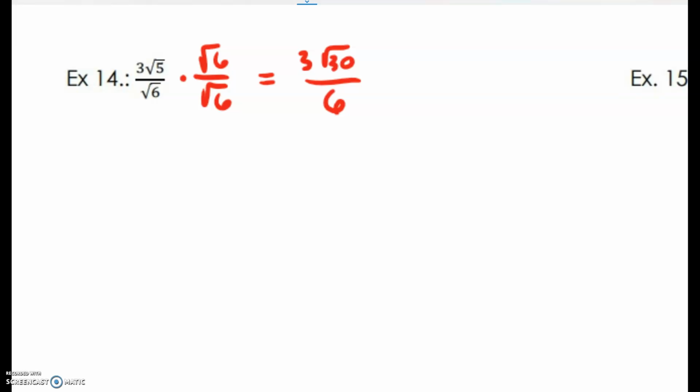And then one thing we need to do is see if we can reduce the things that are outside of the radical. Sometimes they reduce, and then sometimes the square root in the top might simplify, so you need to check that. 30 doesn't simplify because it's just 5 times 2 times 3, and that's not going to simplify at all. So not worried about the radical itself, but I am looking at this 3 and 6. That can reduce by a factor of 3, and that's going to give me 1 radical 30 over 2.